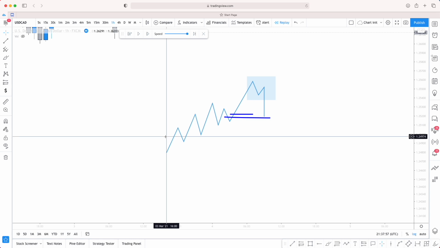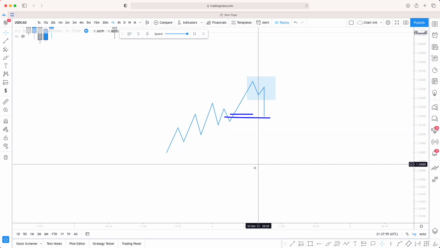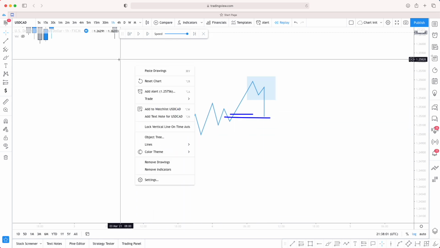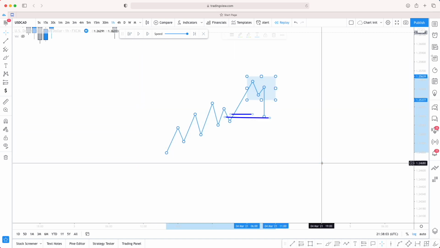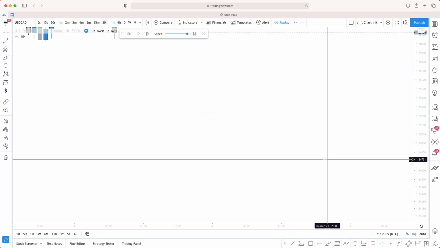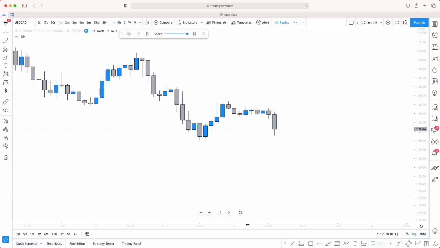So ideally looking for that ranging market in the Asian session is probably your best bet, but it's down to you to find from your own testing what you prefer. For me personally, and I'm not saying that you have to do it, I prefer to have a ranging market in the Asian session and then trade the liquidity grab from that. So let's look at this example.